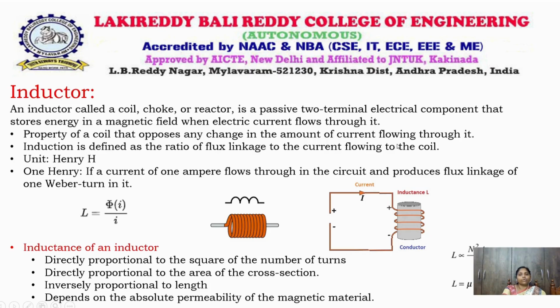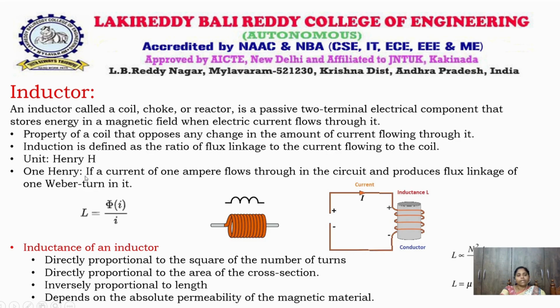Amount of current flowing through it. So this inductor opposes the change in the amount of current flowing through it. And here the inductance is defined as the ratio of flux linkage to the current flowing through the coil. The unit for that is Henry, and the letter used is capital H.